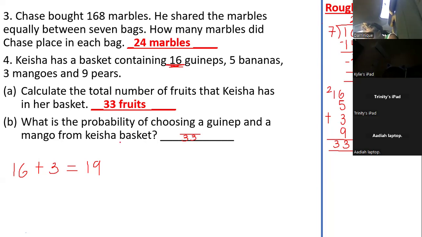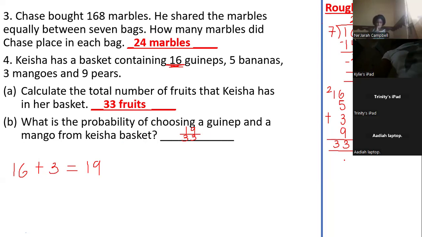And what is the amount of ganap and mango? It's what? 19. So it's gonna be 19 over 33. Very good. 19 over 33. And that's the answer right there. All right. So that's how we got that.